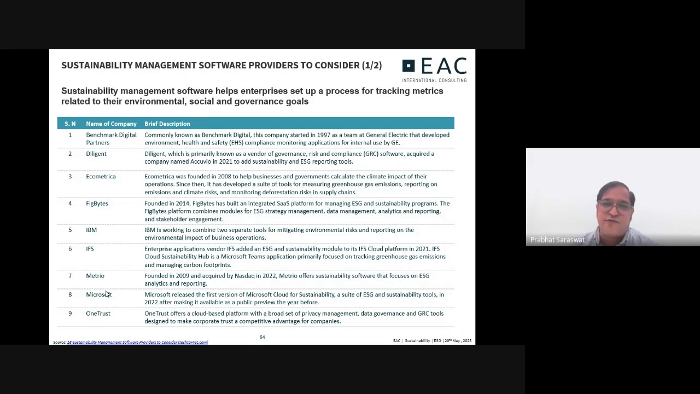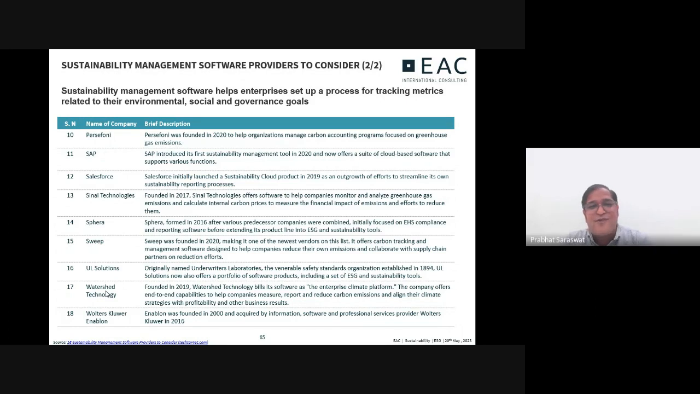I have captured a few just for your reference, like even IBM and Microsoft are also there. So these are the various companies dealing in software, which is very helpful to companies to capture all those data, to disclose their KPIs and to monitor the KPIs, to identify the gaps where they are lacking, and what targets they have fixed. So it is very useful to use such softwares. So these are some softwares I have mentioned. 17, 18 I have captured from the public domain only, just for sharing purposes.